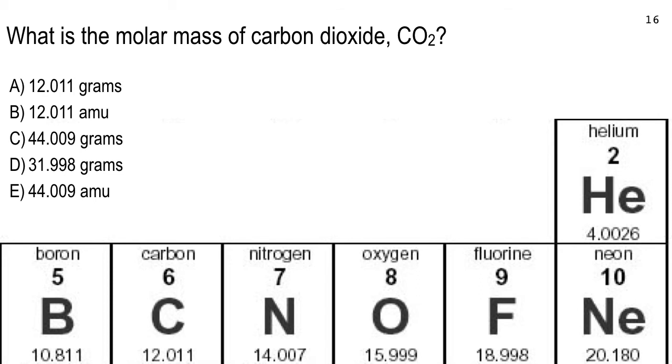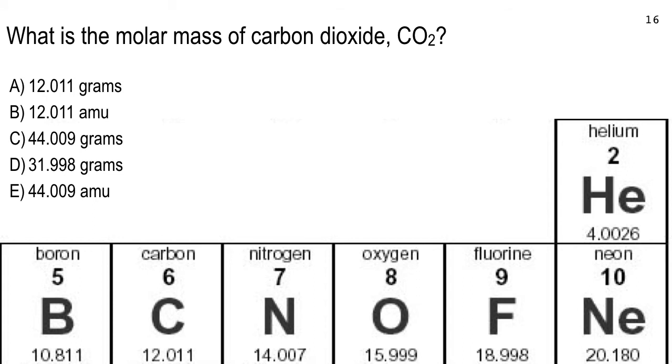Microphone on. Okay, let's get back to work here. Sorry, I had to take a call. Molar mass of CO2. So 2 oxygens, that's about 32. And then a carbon, that's another 12, so 44. So it's got to be E, 44.009 AMUs, correct? Right? Or is it, wait a minute, C? Who votes for C? Who votes for E?